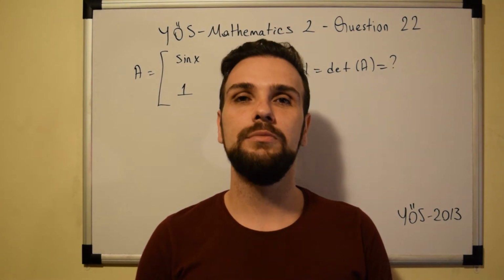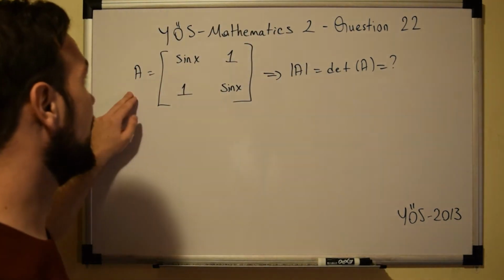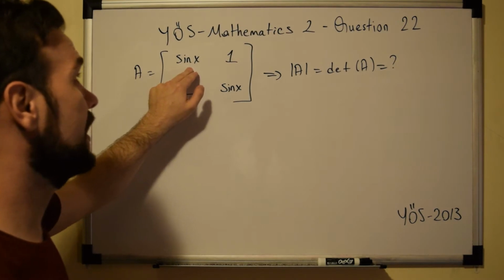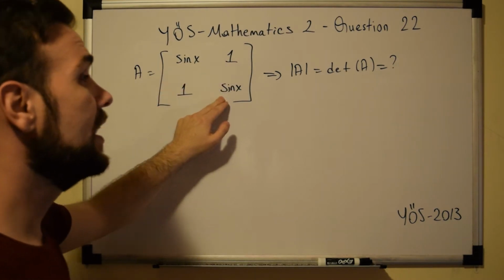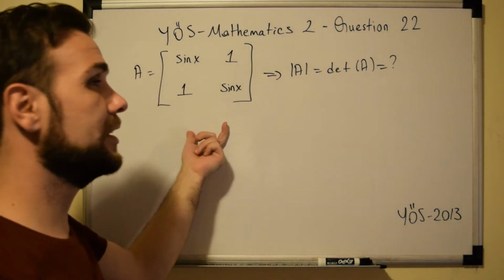Greetings everyone and welcome to question number 22. In this question we have matrix A which has values sine x, 1, 1, sine x, and we are asked the value of determinant A, determinant of this matrix.